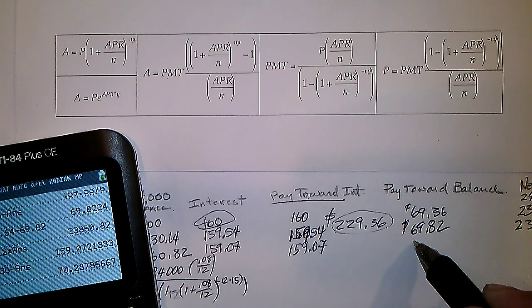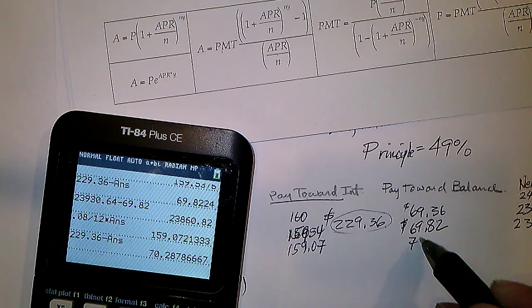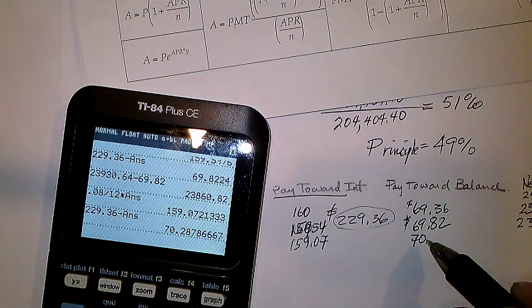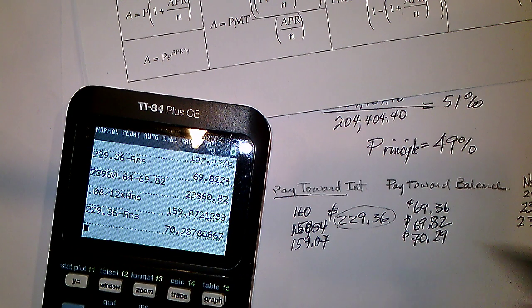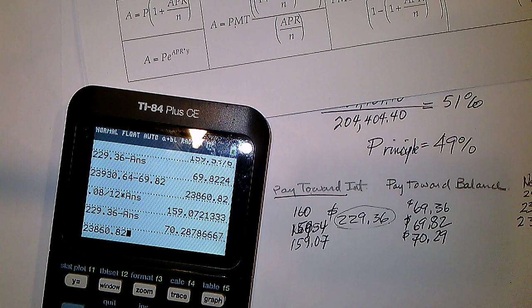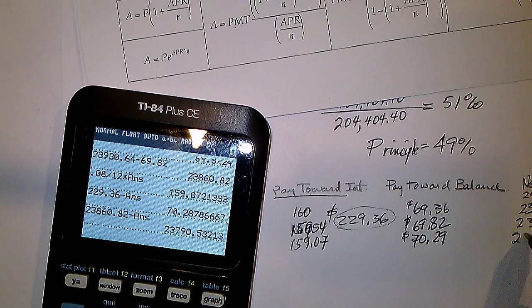This one would be 70. You notice that we're paying a little bit more on the balance each time, 29 cents. So we would take that off of there to get our new balance. So 23,860.82 minus my last answer, and 23,790.53.